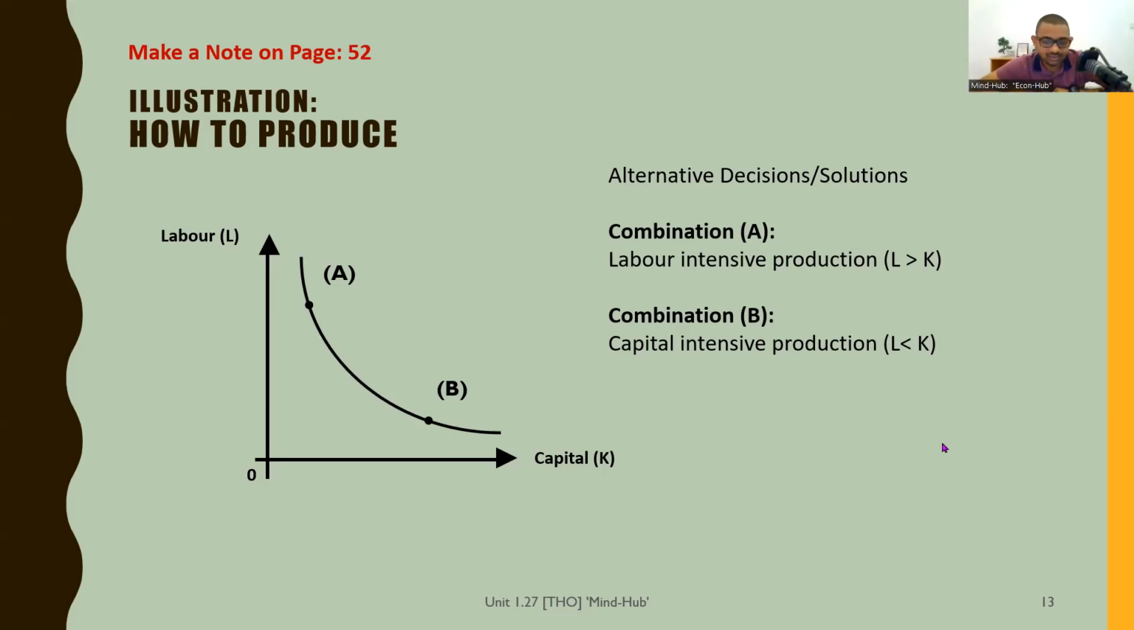Okay, done? Right. So if we select point A, we are going for a labor intensive production method where we are using more labor, less capital. If we select point B, we are going for a capital intensive production method, more capital, less labor. The curve will not touch the vertical or the horizontal axis because we can't produce only using labor, we can't produce only using capital. Got it?